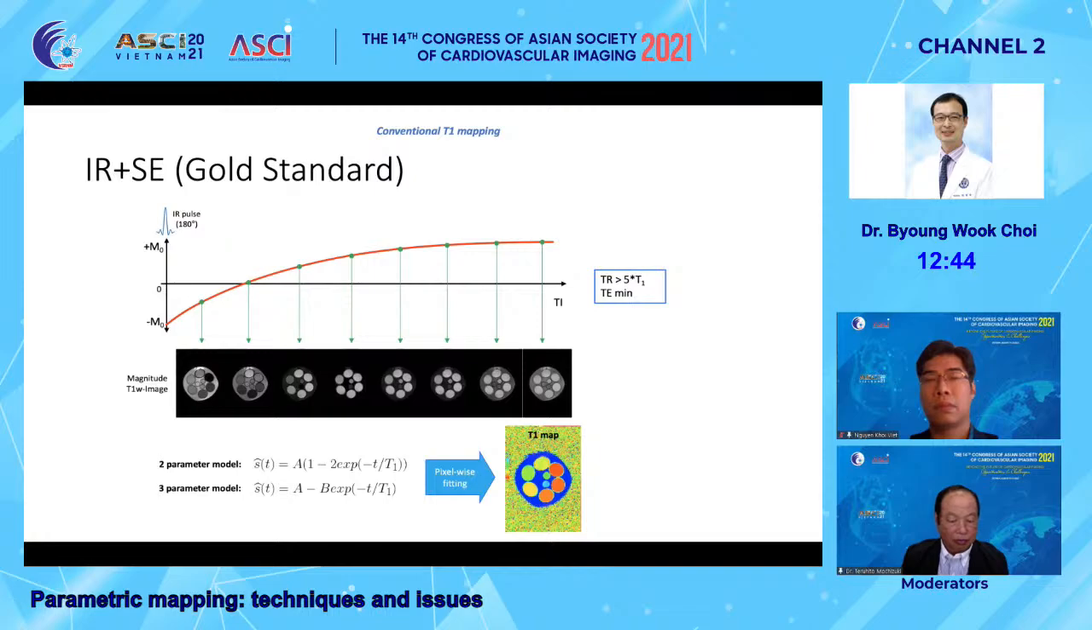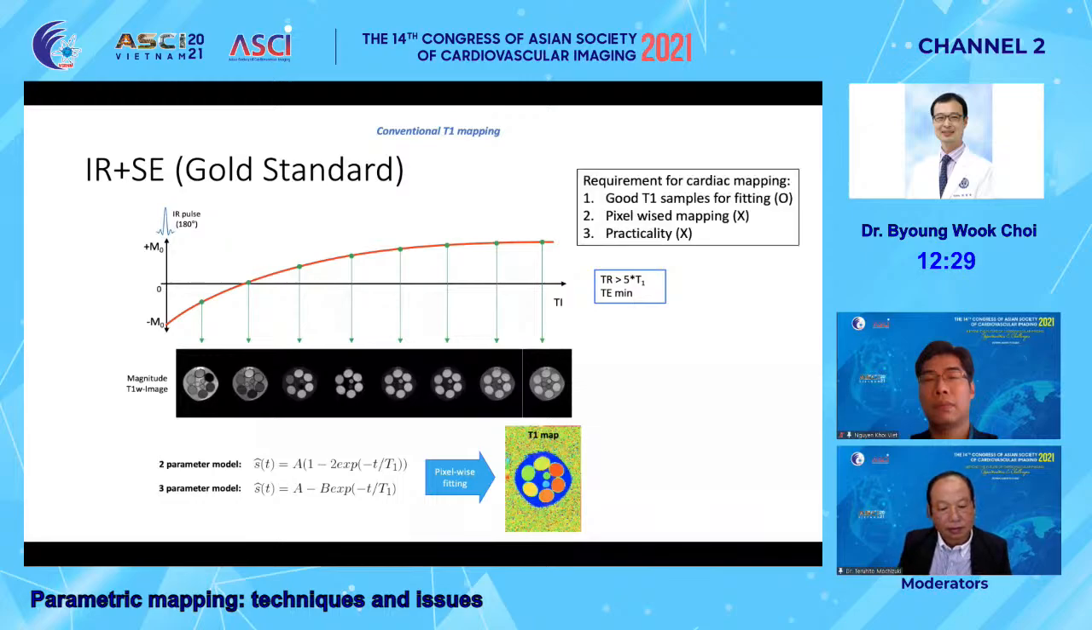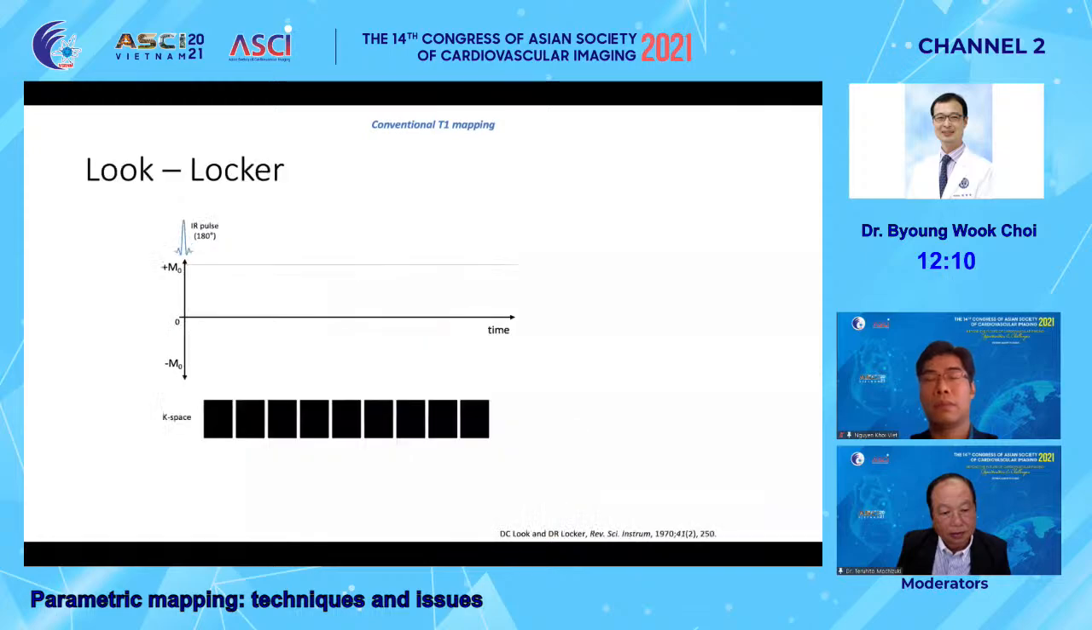The 2-parameter model provides stronger signal but lower accuracy than the 3-parameter model, so the 3-parameter model is more commonly used. This gold standard inversion recovery and spin echo measurement technique is not practical, even though it provides good T1 samples. Pixel-wise mapping is not possible, and scan time is too long to be feasible in real practice, especially because samples are required for at least 6 to 10 time points along the T1 recovery curve.